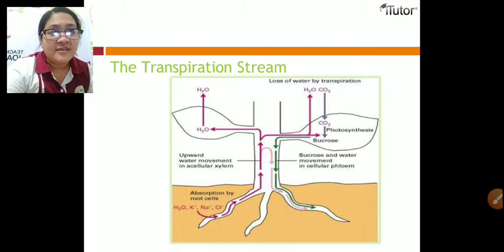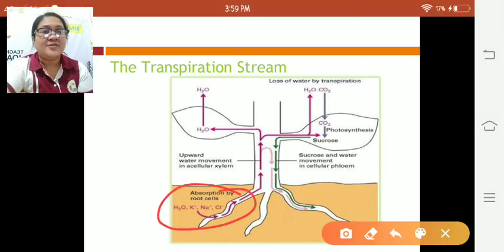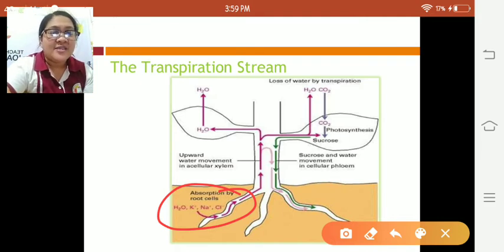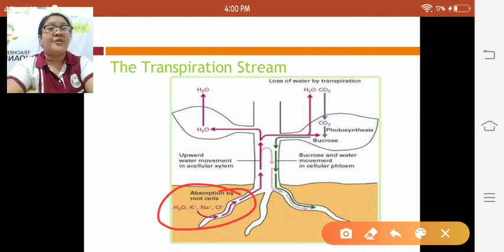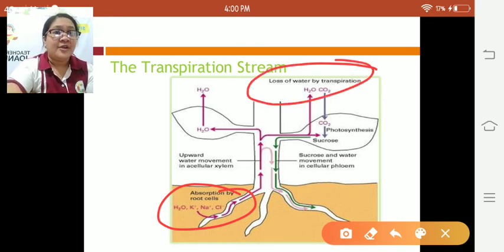As you can see here, this is the absorption by the root cells. We have water, potassium, sodium, and chlorine. It goes in an upward direction, with upward water movement in the cellular xylem. Then it goes to the leaves. From the leaves, through the process of transpiration, water evaporates. As transpiration occurs, there is a loss of water.